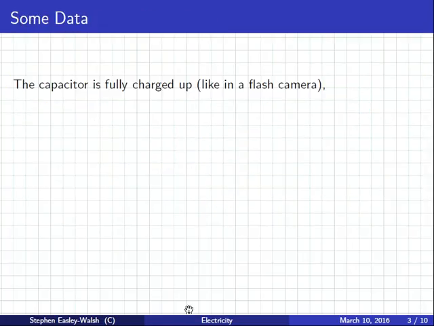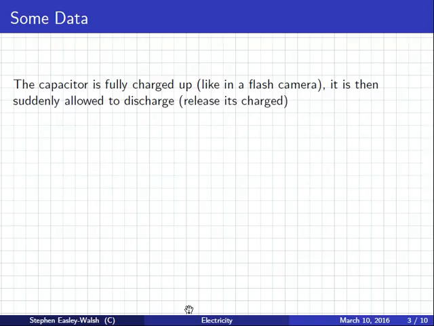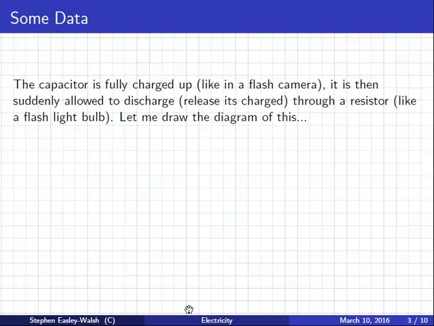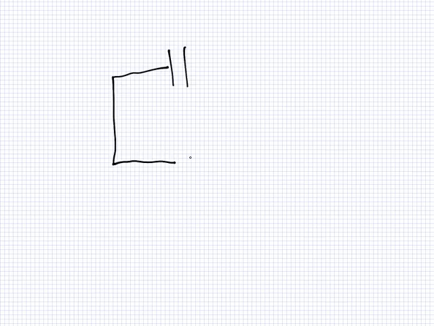Okay, so imagine a capacitor is fully charged up like in a camera, and then it's suddenly allowed to discharge, again like in a camera. So you press the button, the capacitor charges up, and then the flash comes out and it discharges through a resistor. In this case, the resistor is the bulb. So I'll just draw that again. So we imagine we have a capacitor and we have a resistor, and here the resistor is the flash bulb.